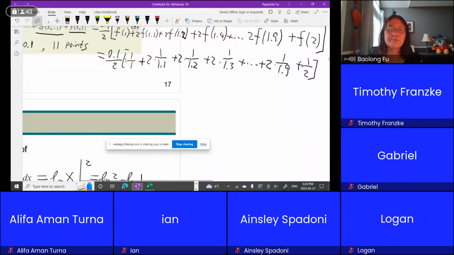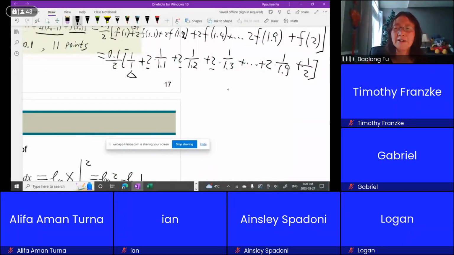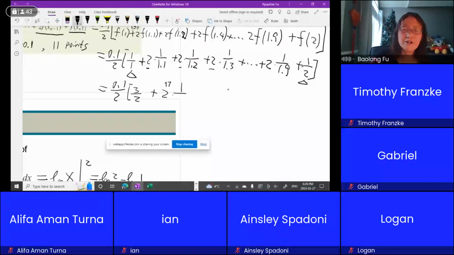Maybe I will do this because most items appear 2 times. So I combine the first one and the last one together. The first one is 1, the last one is 1 over 2, so it is actually 3 over 2, and then copy the rest of the items. The reason I am doing this is that I want to utilize Excel to look for a pattern.